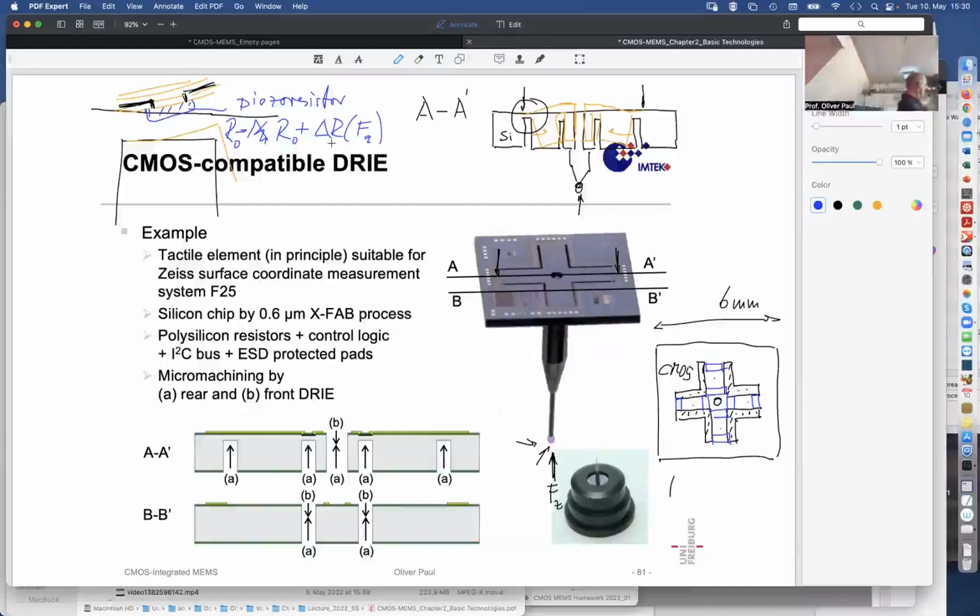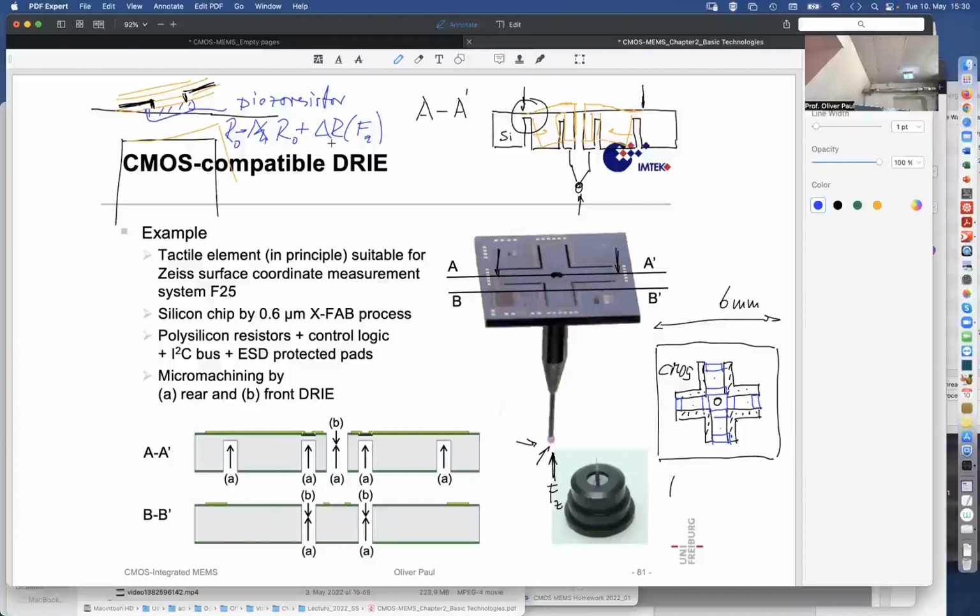So this is one force, but if you imagine a horizontal force to be applied, then this cross bridge will deform differently, and you have other resistors at other places, and from the many responses of those many resistors, you can extract the three components of the force acting in the three directions.